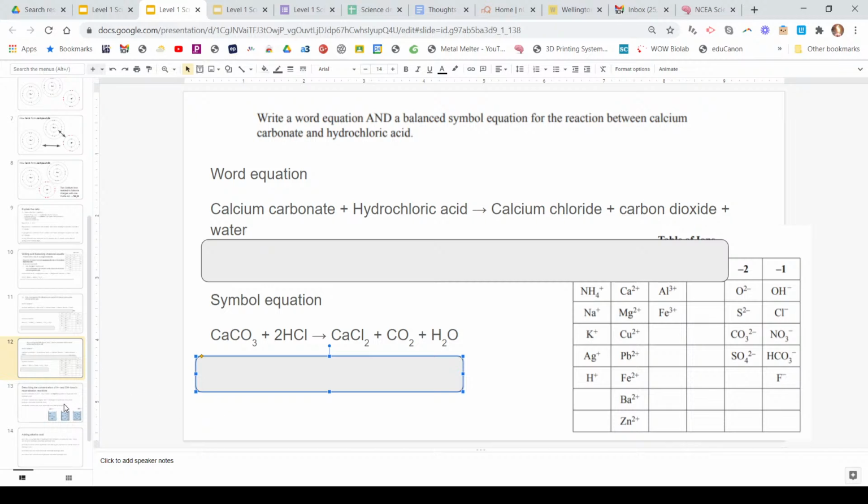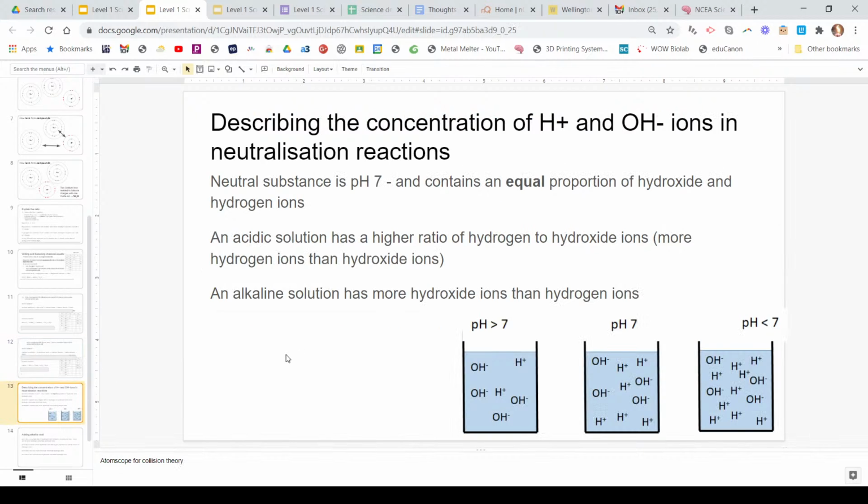All right, that brings us to the last little bit of acids and bases that I wanted to cover for you. That's where we have to describe what's going on in a neutralization reaction with regard to the concentration of hydrogen ions and hydroxide ions. You often have to relate this to color in universal indicator and pH, remembering that the pH scale for our purposes is normally considered to run from 1 to 14. It's actually a bit more complex than that, but that works for level 1, with 7 being neutral, anything below 7 being acidic, and anything above 7 being alkali.